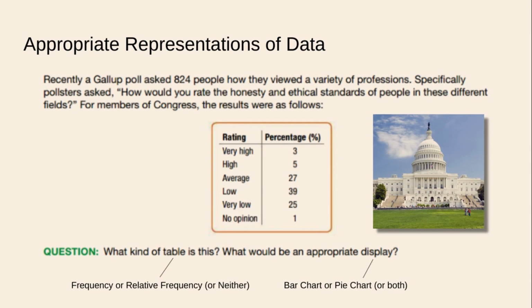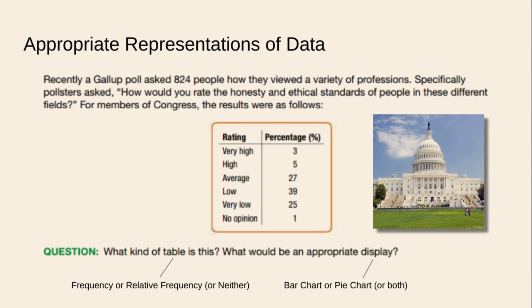All right, more on appropriate representations of data, staying in the world of politics. Recently, a Gallup poll, now recently as of like 2018, I bet opinions have changed on this, probably for the worse. Recently, a Gallup poll asked 824 people how they viewed a variety of professions. All right, Gallup and Pew being among the two most important survey groups out there. If you see a Pew Research poll or a Gallup poll, that is the gold standard for good research or good sampling, good practice of statistics.